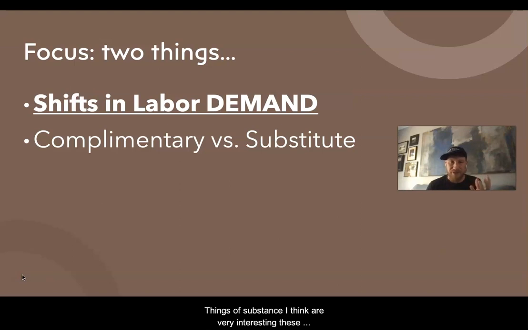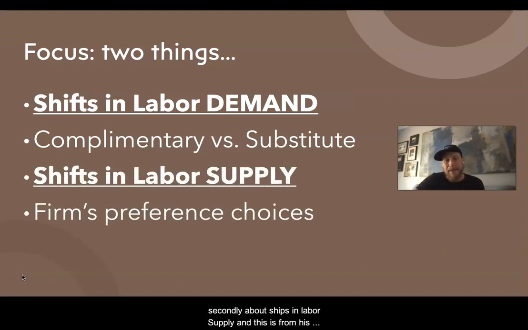These are complementary factors of labor versus substitute factors of labor. And then secondly, we're going to talk about shifts in labor supply. This is firms' preferences and choices, and not just firms' preferences and choices, but labor's preferences and choices, and how they work out and what happens to labor with that.